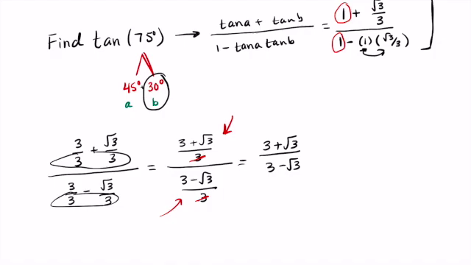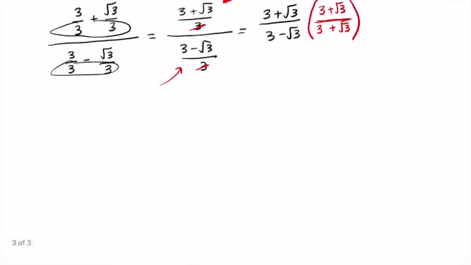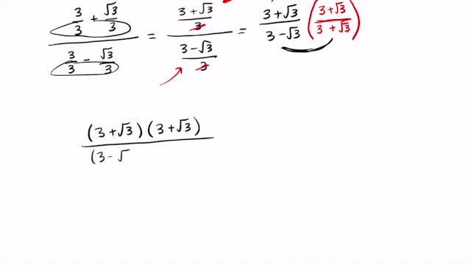We're not done. I have to multiply the top and the bottom by what's called the conjugate. The conjugate is simply taking our denominator, because I want the radicals out of the denominator, and using the opposite sign to what's in our denominator. So since I have 3 minus root 3 in the denominator, I'm going to multiply the top and bottom by 3 plus root 3. So I'm going to have 3 plus root 3 times 3 plus root 3, divided by 3 minus root 3 times 3 plus root 3.